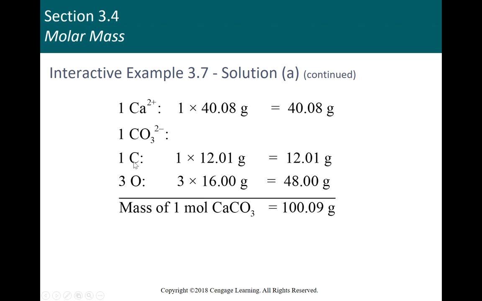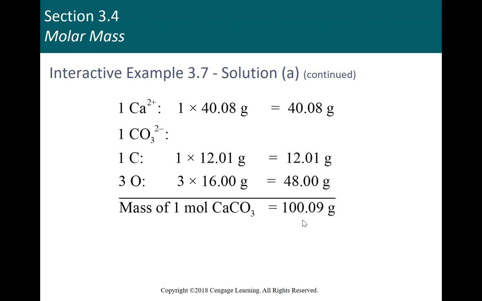The 1 carbonate ion has a carbon and 3 oxygens, so we take 1 times the mass of carbon, 3 times the mass of oxygen, get 48, and we total these up over here. So the mass of 1 mole of calcium carbonate is going to be 100.09 grams.